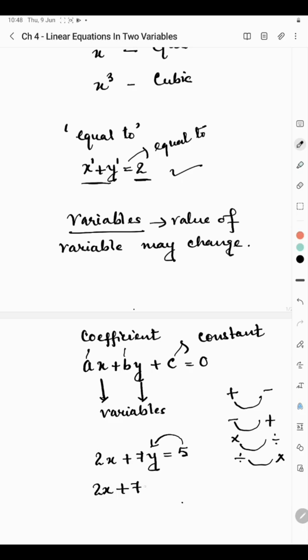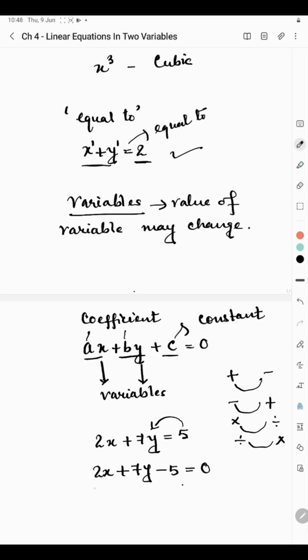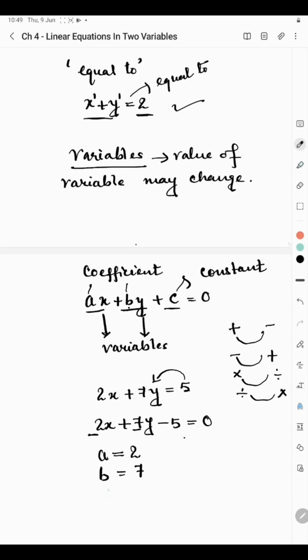So 2x plus 7y, if you take 5 to the left hand side, plus 5 will be minus 5 is equal to 0. So this is in the form of ax plus by plus c is equal to 0, in which the value of a is the coefficient of the variable x, so it's 2. Okay. And b is the coefficient of the variable y, so b is 7 here. And the constant c is minus 5.